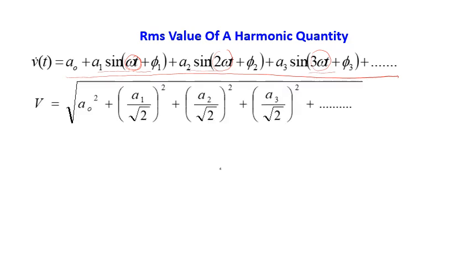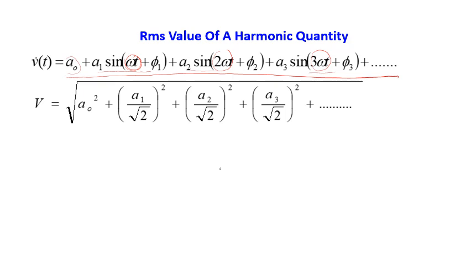You see, we square them. Here A naught square, because this is a DC component. And here this is a sinusoidal quantity, that's why we use our formula, A1 divided by the square root of 2, and we square it. So to calculate the harmonics, you just square them throughout. These are just sine waves that I'm converting and squaring. So this is how we calculate the RMS value of a harmonic waveform.